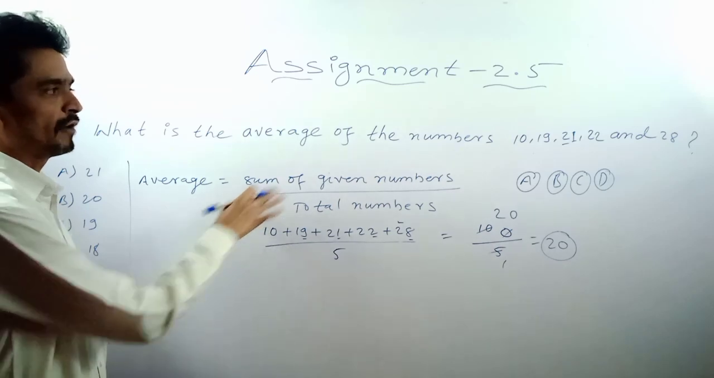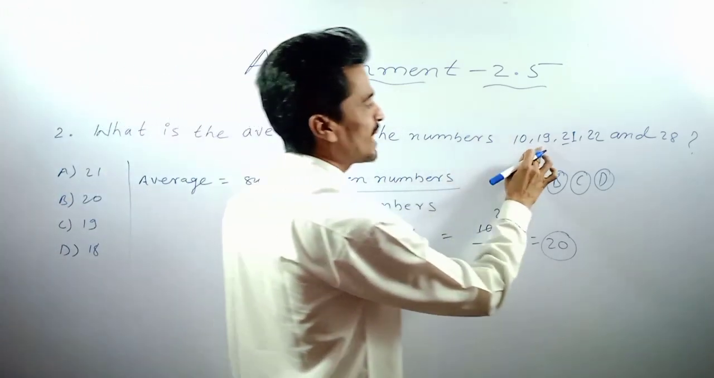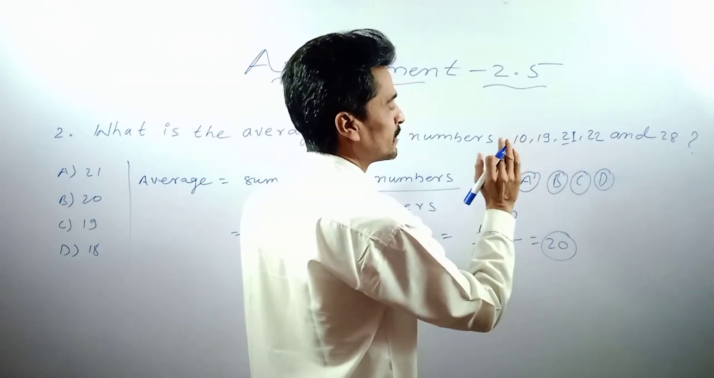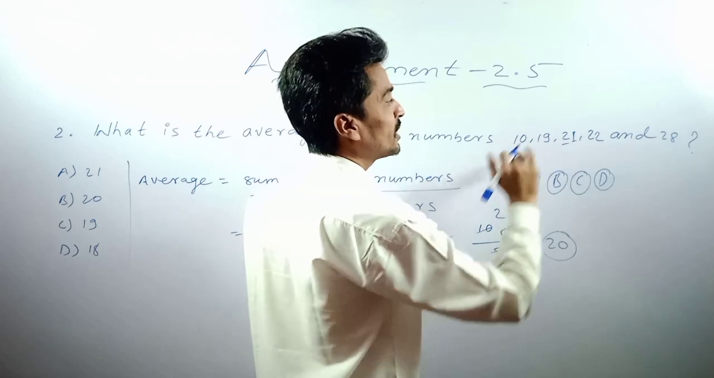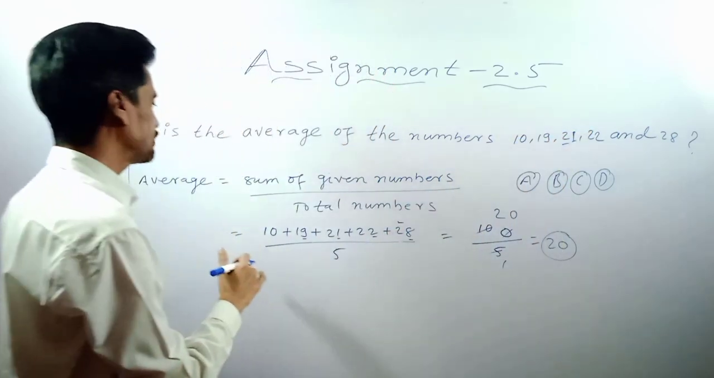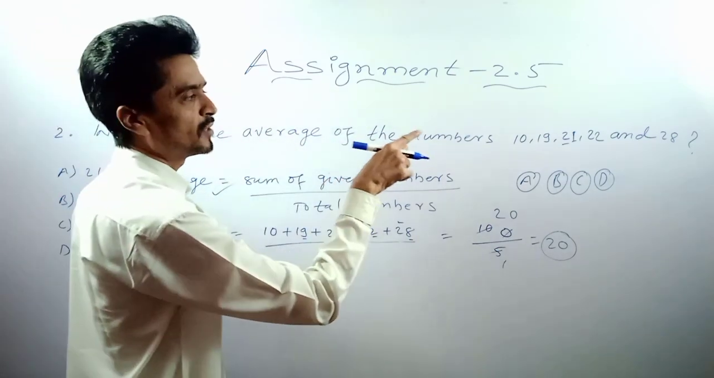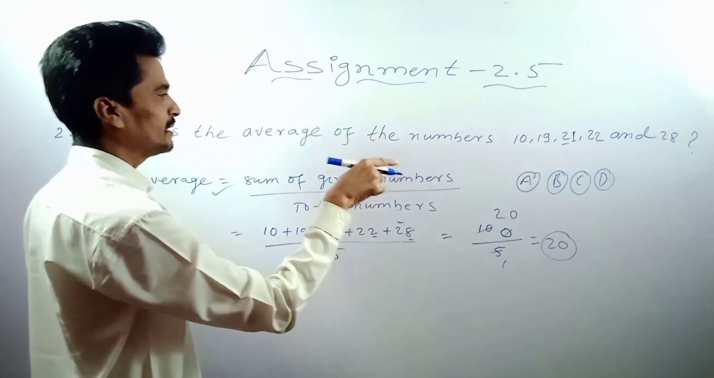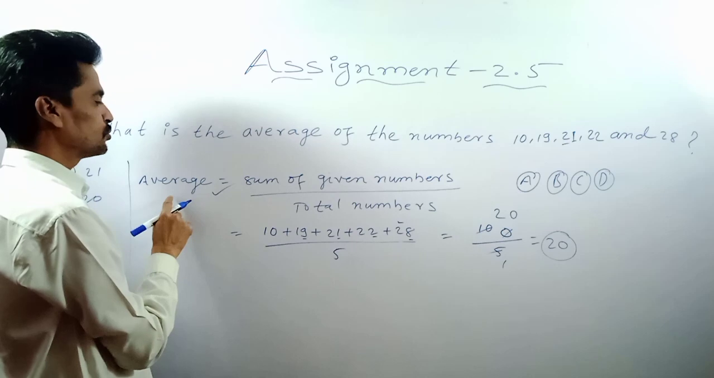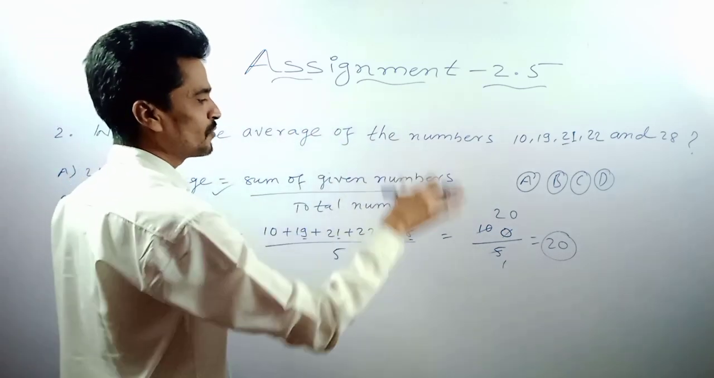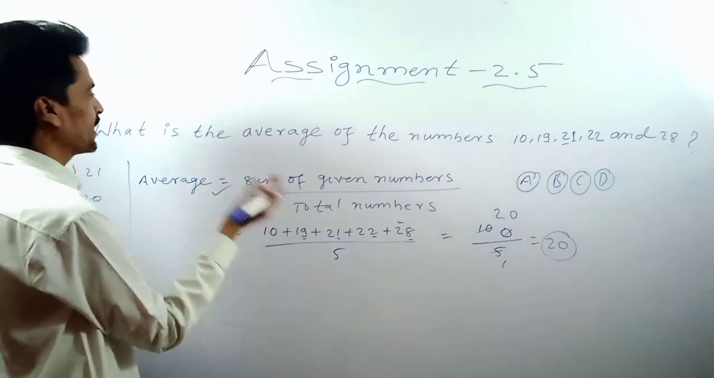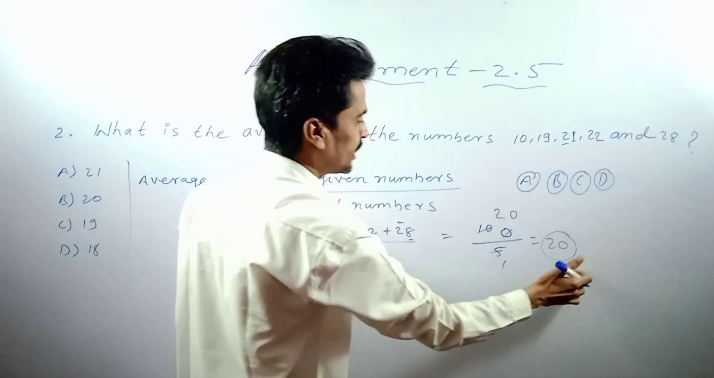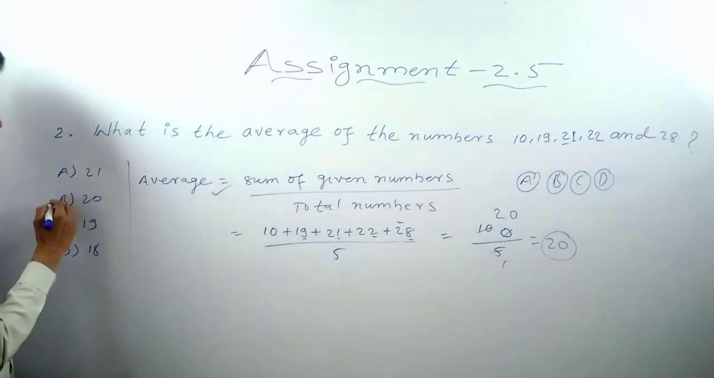There is no second formula for these numbers. Why? Because these numbers are not in ascending form, they are not in serial order. That's why, if the given data is not in series, not in serial order, then that time we need to use this formula only. So like this we have solved and our average is 20. That's why the average of the numbers 10, 19, 21, 22 and 28 is 20. Let's see the option. Option number B is correct.